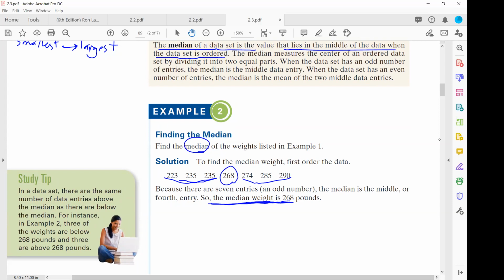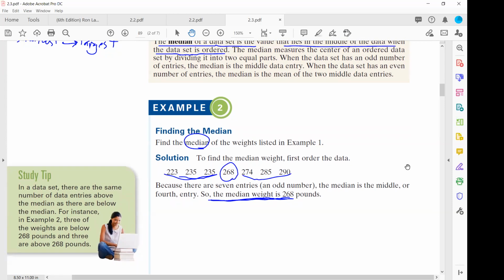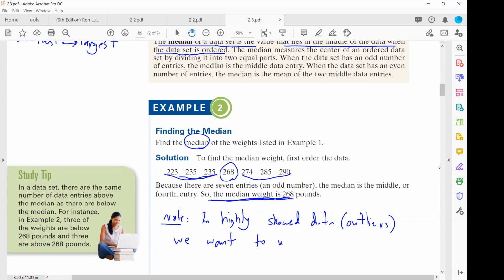So I expect you to ask why we need to find the median. What's wrong with the mean? Remember that. Note, in highly skewed data, if you have outliers, we prefer to use the median instead of the mean. That's why we define something new. That's why we need a new indicator of the center of the data.